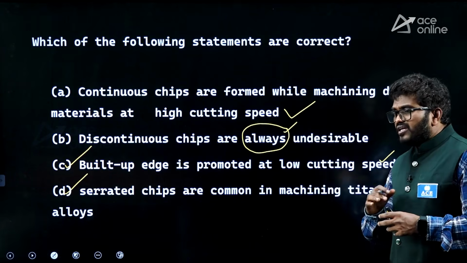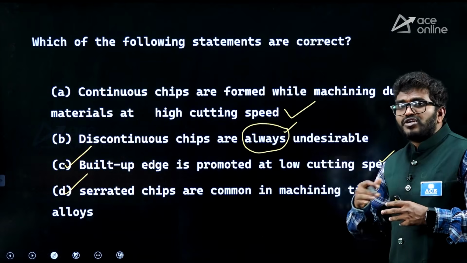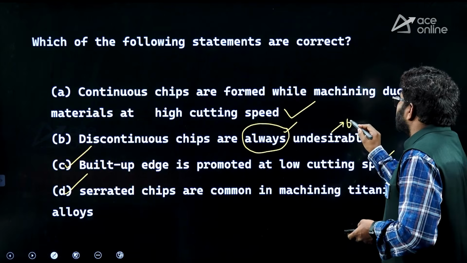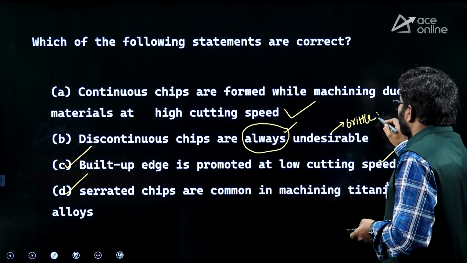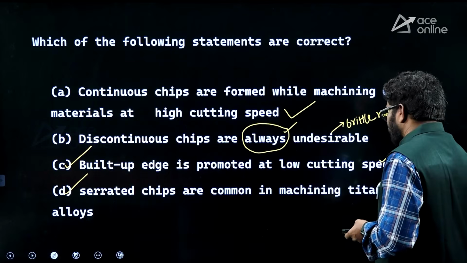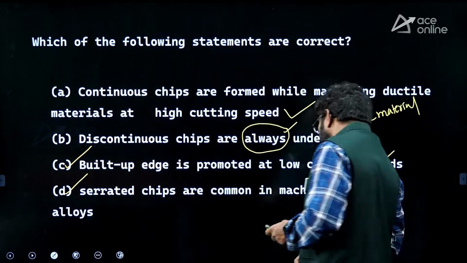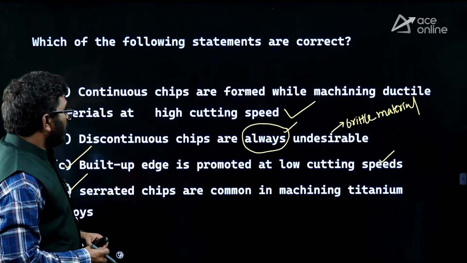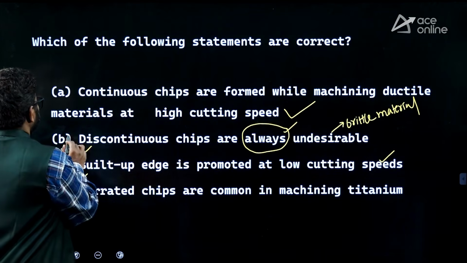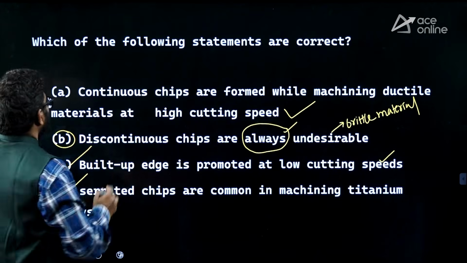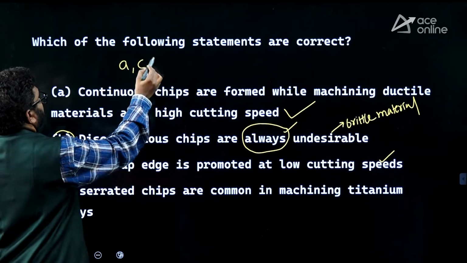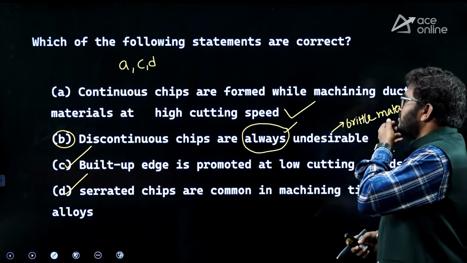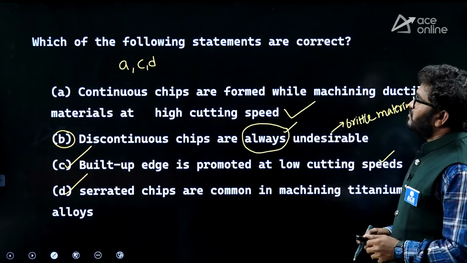For brittle material, due to the brittleness, the chip is not going to be in continuous form, so it is desirable for brittle material, such as cast iron and brass. It is not always desirable, so it's a vague statement, and I will not accept statement B. So A, C and D I will go with. For brittle material it is desirable. Now, next step.